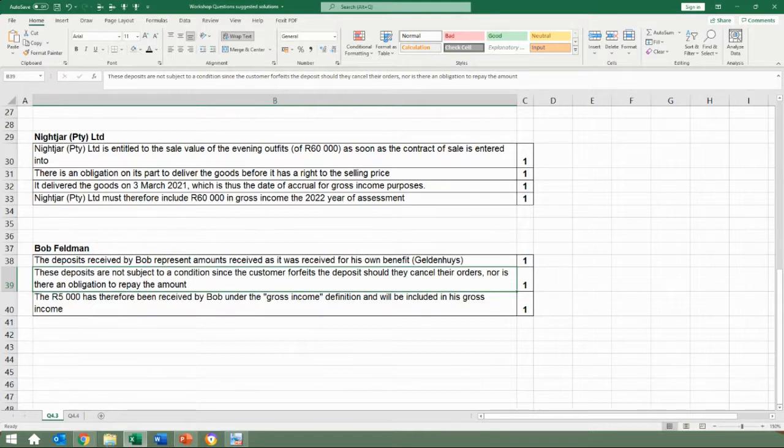Okay, so that is question 4.3 in a nutshell. Do you guys have any questions on how to actually answer whether something is included in gross income or not, and how to structure that question?